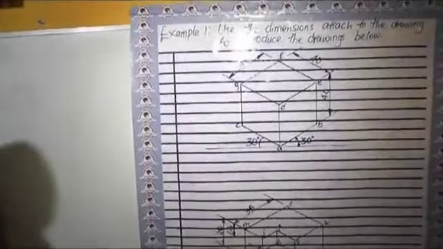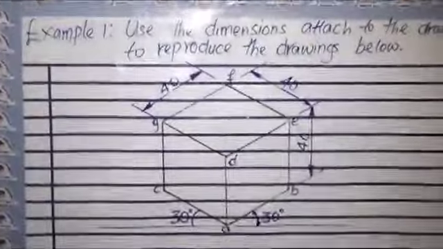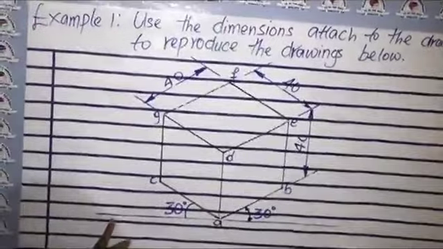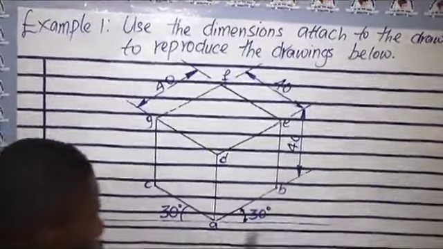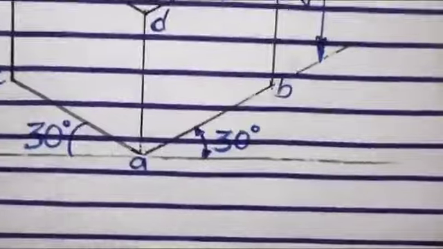We are going to start with this first one. So the first thing you are going to do is to draw the base line. You can see a horizontal base line here, this line with the black marker here. So you start with that line.